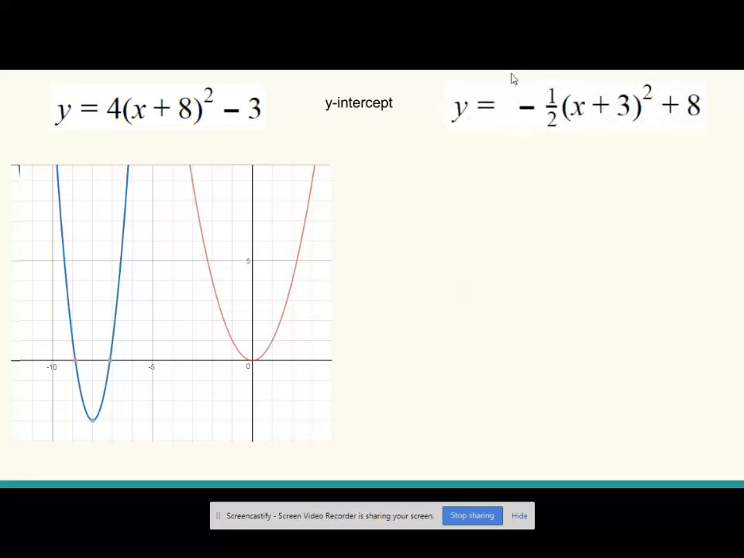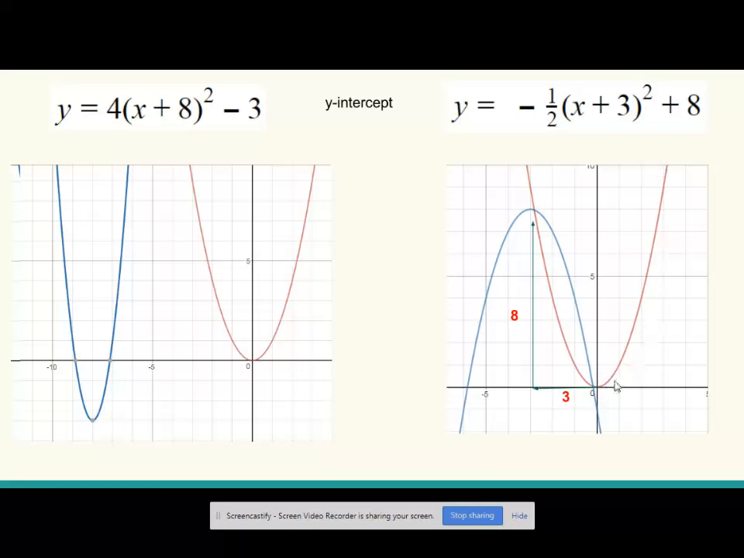Looking at another example, we've got y equals negative a half, (x plus 3) squared plus 8. That negative is going to flip my function around. It's going to flip it across the x-axis, and so it'll be more of an N shape. The plus 3 will move it to the left 3, and the plus 8 will move it up 8.